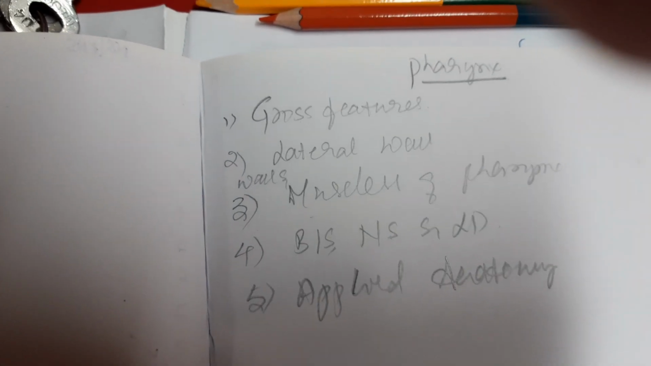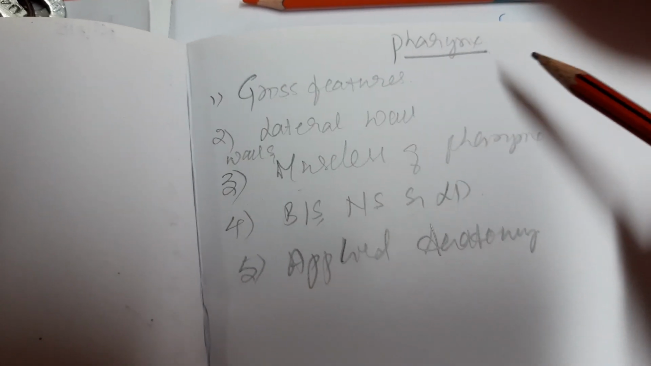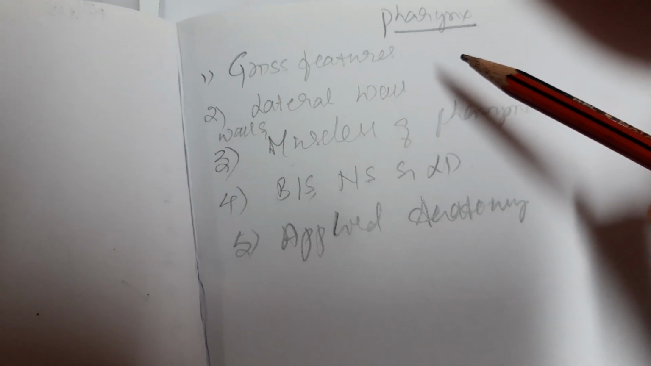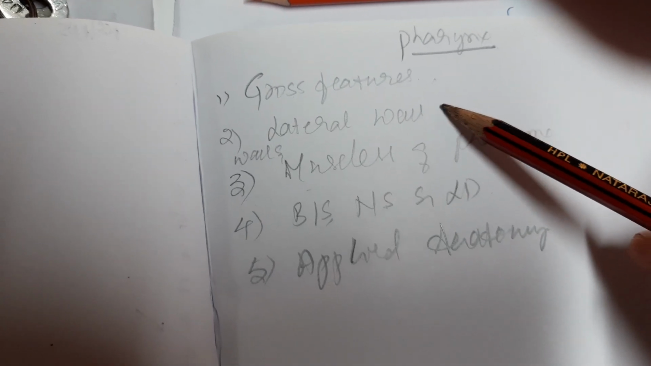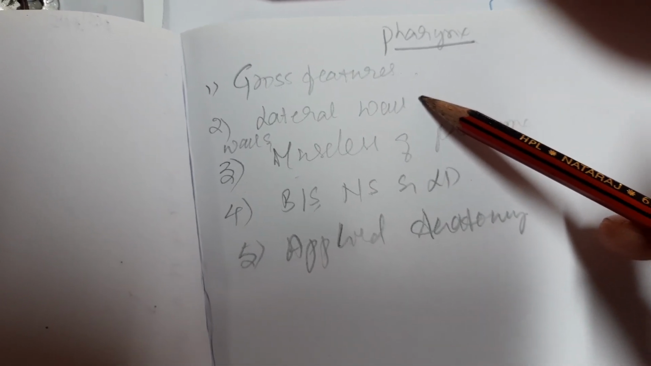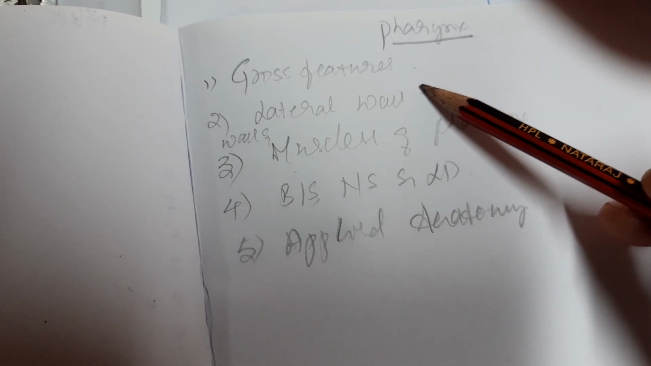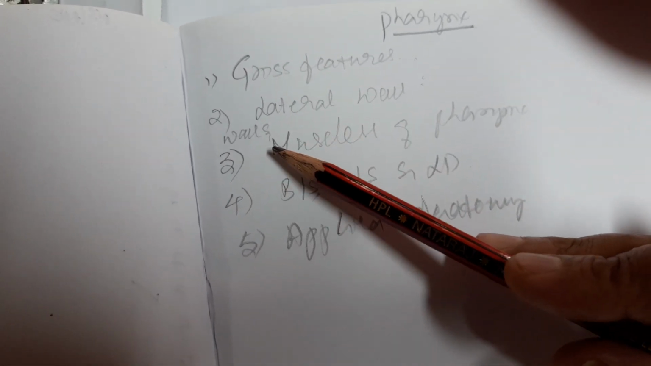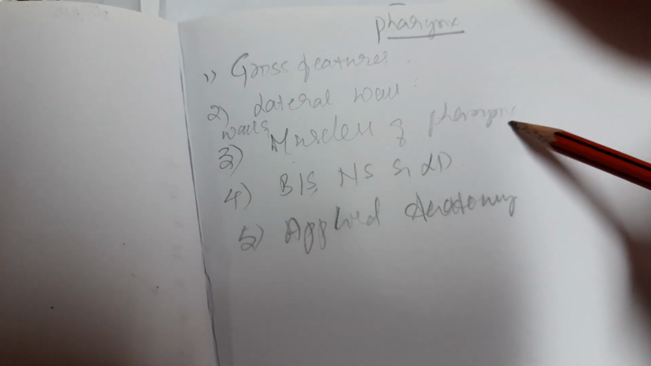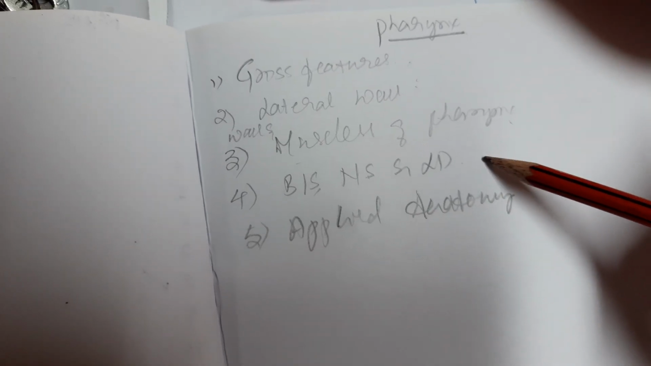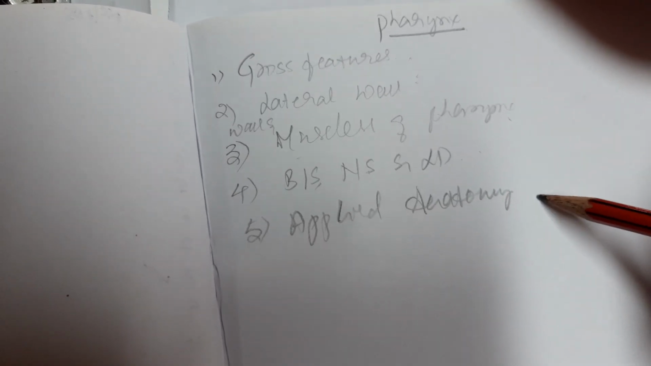Today we are going to study about pharynx. So pharynx can be studied under the following headings. One is the gross features. Second one, the important features which you see along the lateral wall of each part of pharynx, and then the construction of wall of the pharynx, and then the muscles of pharynx. So then blood supply, nerve supply, lymphatic drainage, and then applied anatomy.